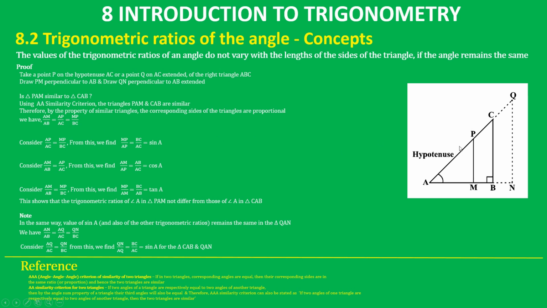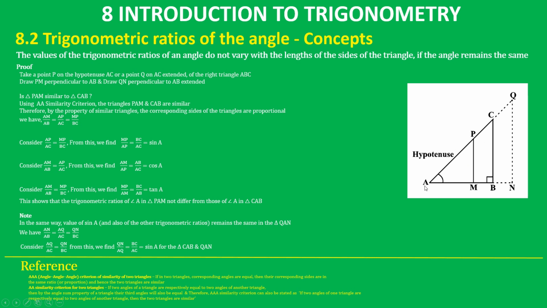Now, triangle PAM is similar to triangle CAB. Yes, they are similar. How they are similar is using the angle similarity criterion. Consider PAM. What is this angle? Let us say x degrees. What is this angle? 90. And what is this angle? It will be 90 minus x, right? Angle M is 90 degrees.